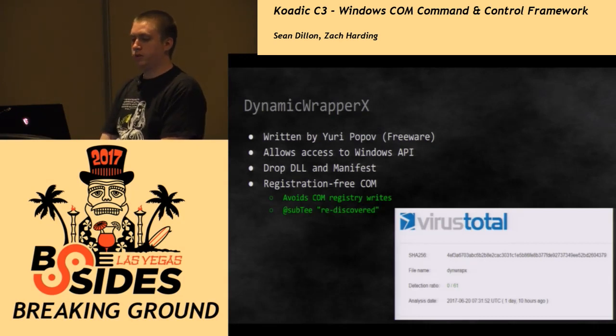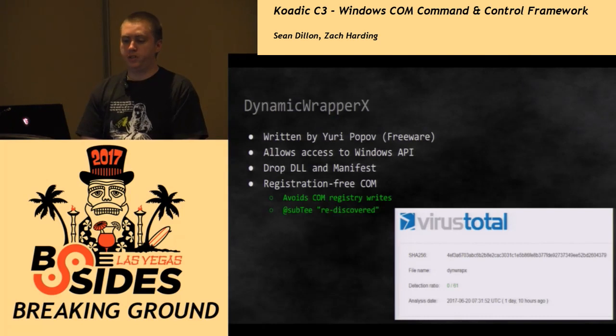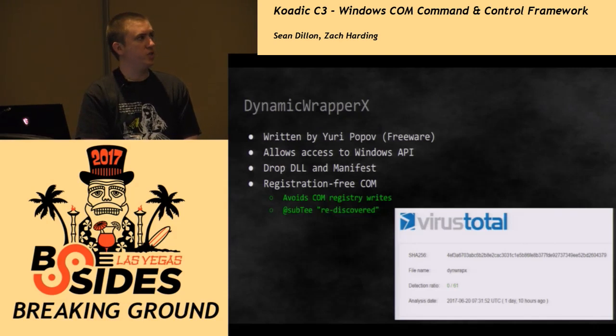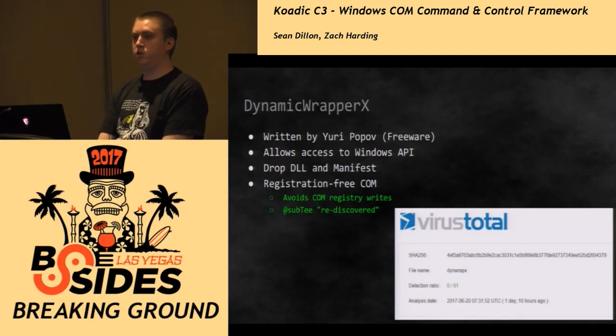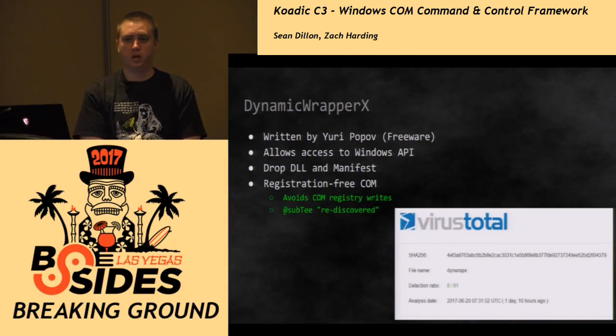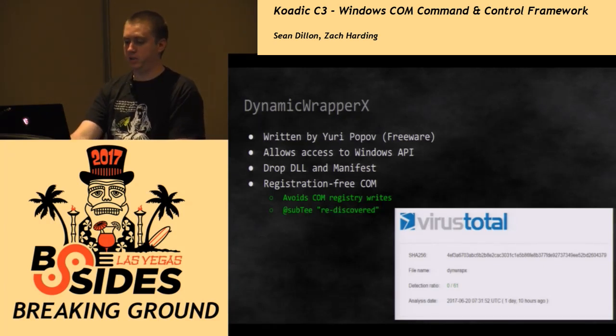Another free tool that we found is called Dynamic Wrapper X. So this was written in like 2000 by a guy named Yuri Popov and released as freeware. And this just is a COM object that you can register, and it lets you get access to Windows API directly from JScript. So SubT figured out that there's a process called registration-free COM, because normally when you want to register a new COM object in the system, you got to write a bunch of registry keys and write files on disk and all that. This, you can just drop this DLL, which actually comes back as 0 out of 61 on VirusTotal, in a manifest file, and then you don't have to write all those registry keys, and then you can load this DLL and then you get access to Windows API.